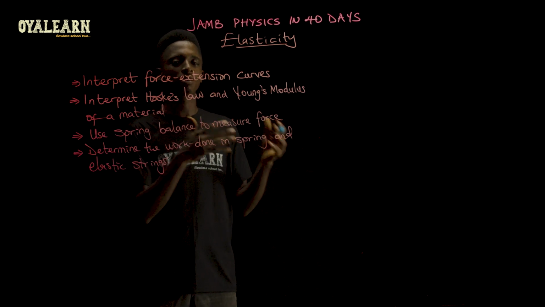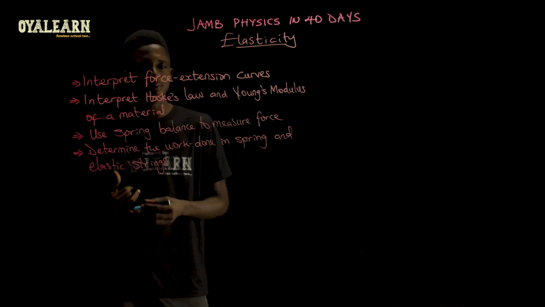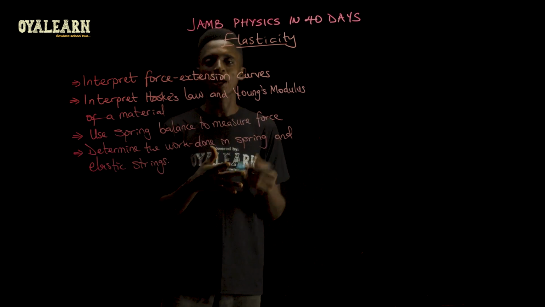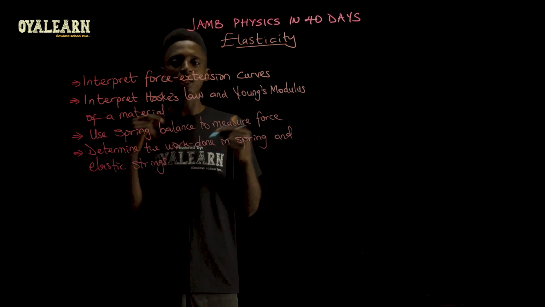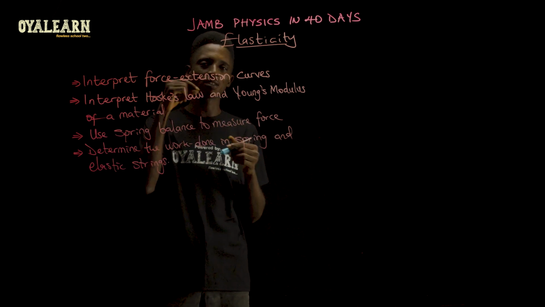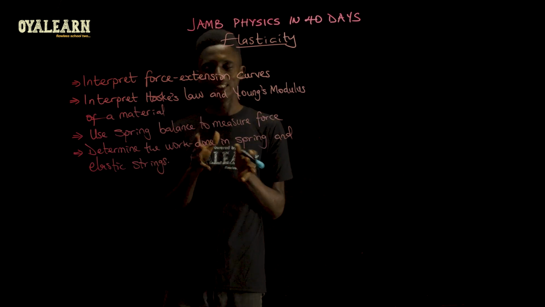So when you see such a graph, there are some things you should be able to identify there, such as elastic limit, yield point, break point, plastic region, and the like. So you should be able to interpret it, be able to identify those points within the graph. That's what this first line indicates.